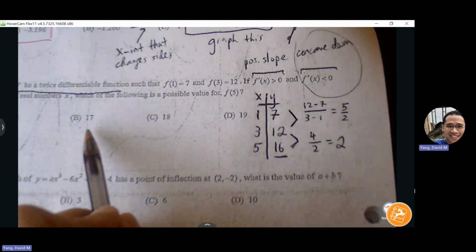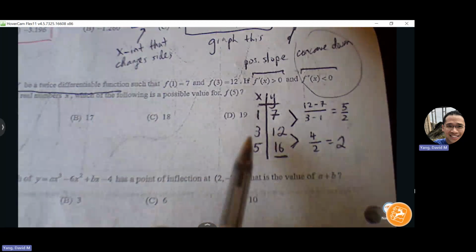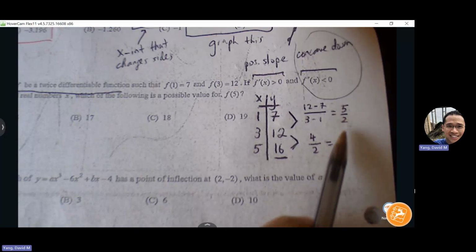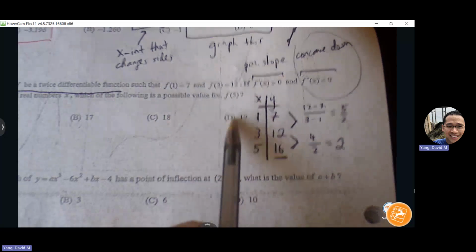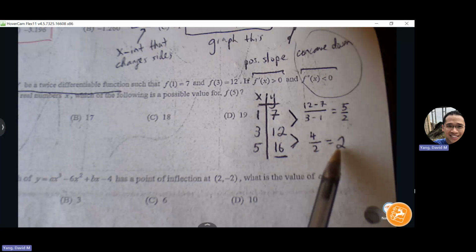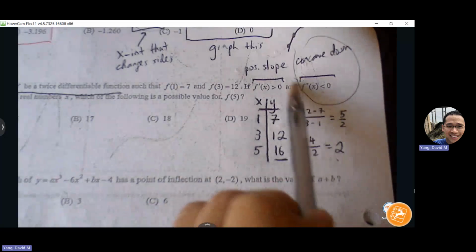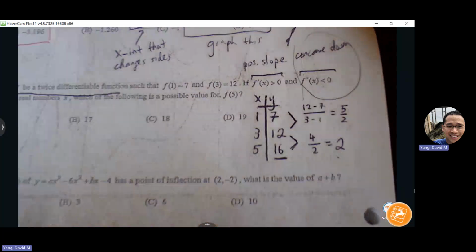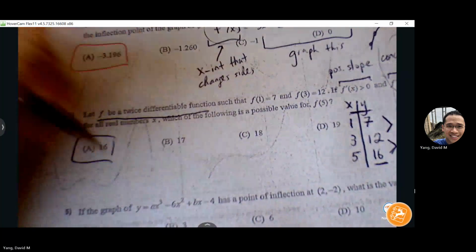If we're choosing 17, for instance, we'll get exactly 5 over 2, which is not right. We don't want the slope to be the same. We want the slope to be decreasing. Anything greater than that, the slope is going to become more steep, and that's not what we want, right? We want a slope that is less steep, while still maintaining a positive slope. Good. So 16.